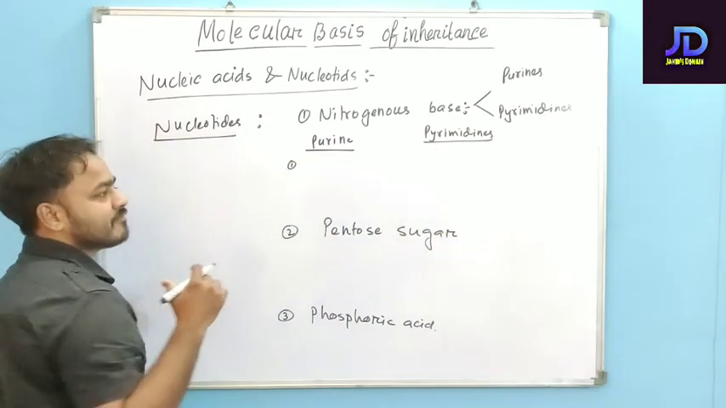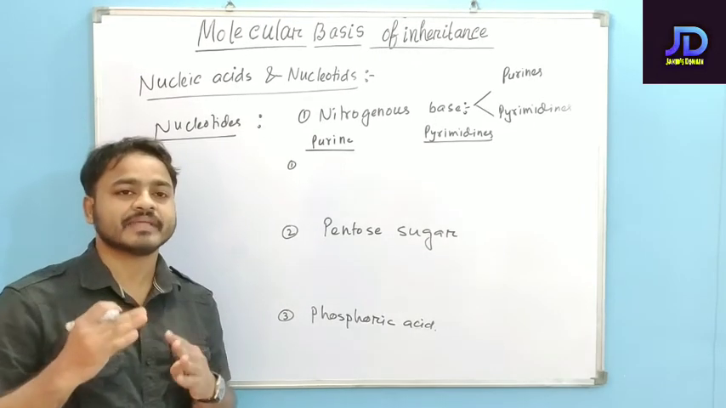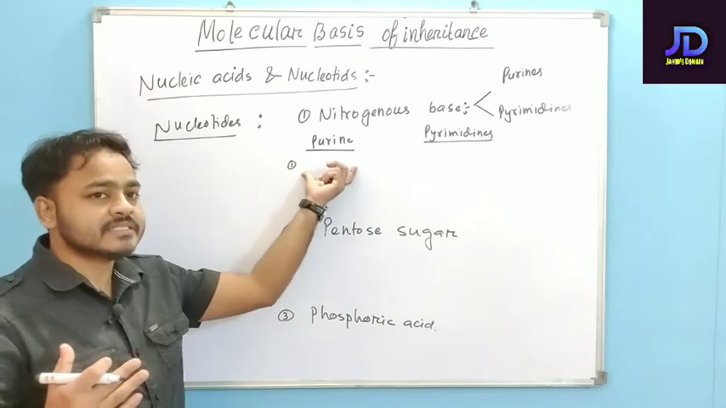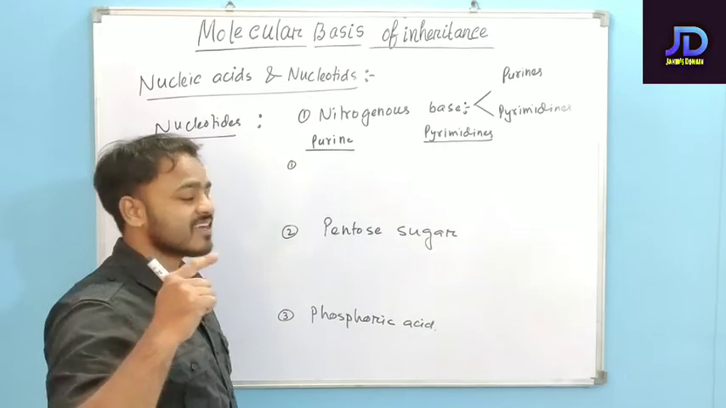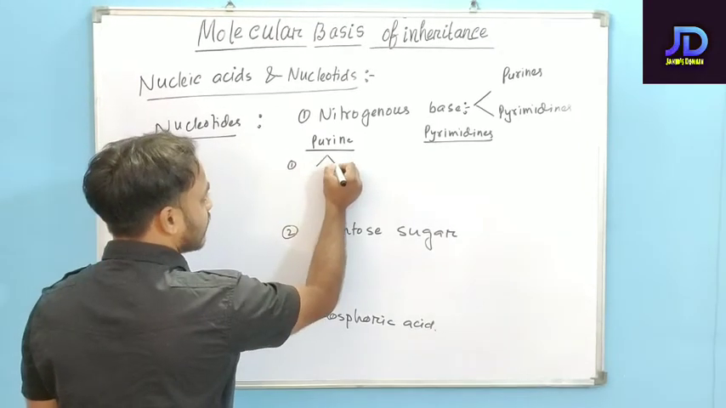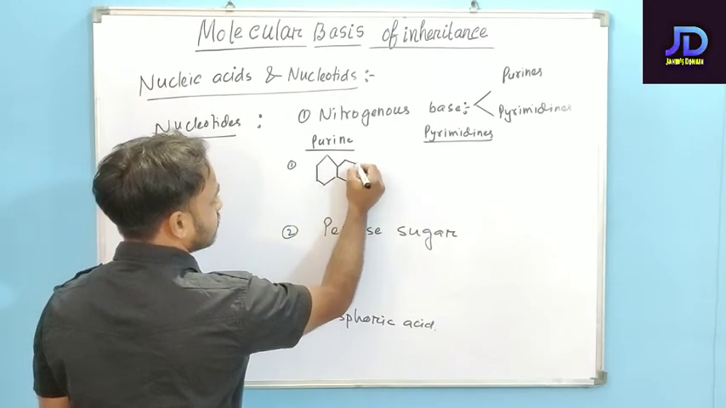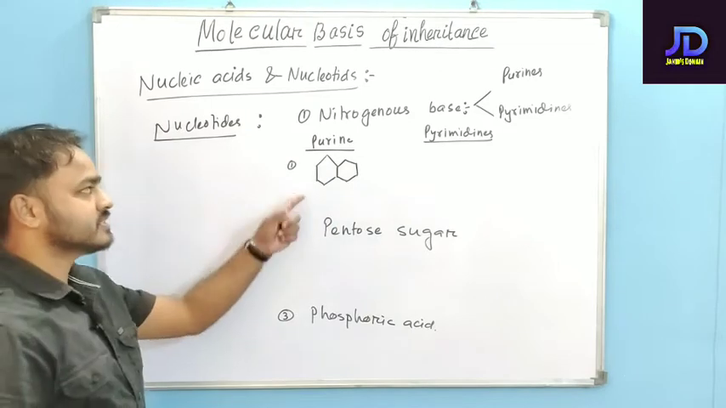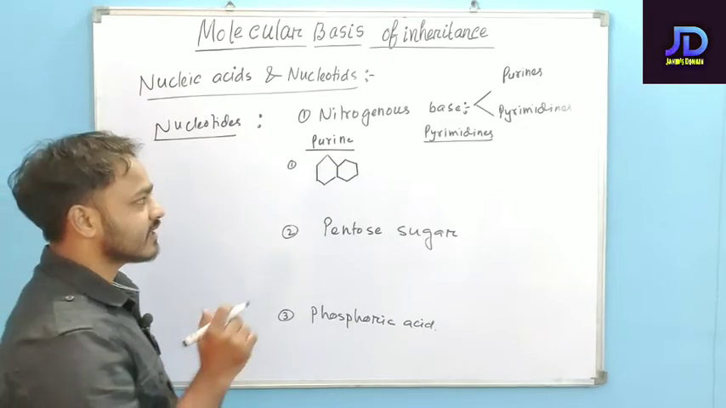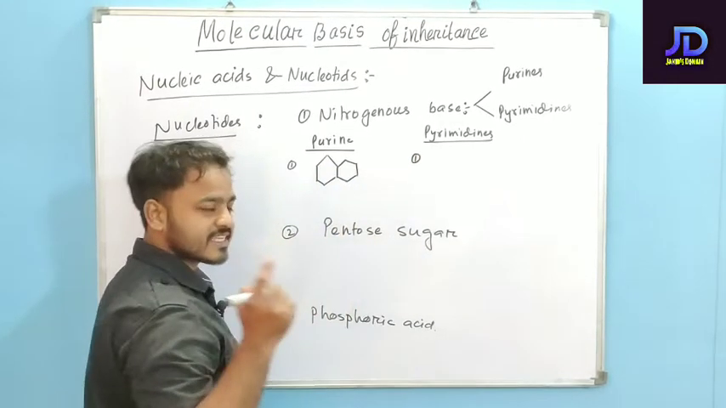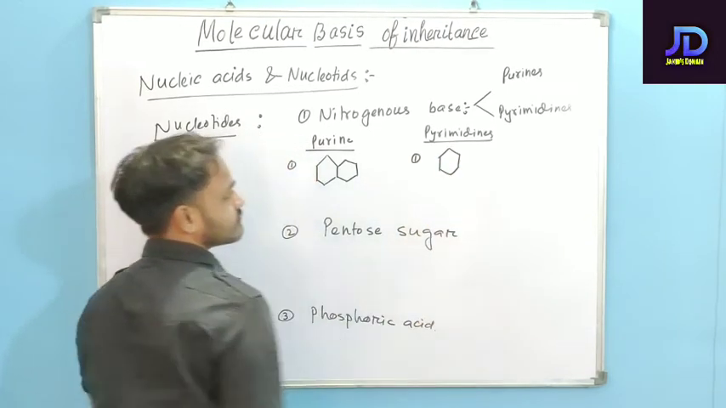These purines and pyrimidines, they are the cyclic rings. Basically their structure is something like cyclic rings. Purines have two cyclic rings. I am not drawing the exact diagram, simply I am showing the overview of the diagram. Two rings means what? It will look like this. This is the purines. That means it is dicyclic. It has two cyclic rings. On the other hand, pyrimidines are monocyclic. That means it will have only one ring.